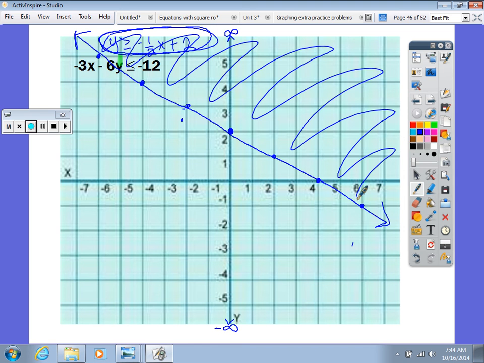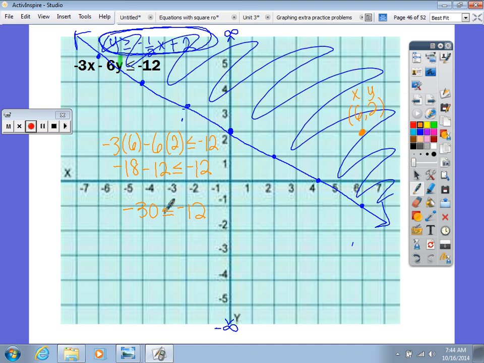And once again, just to check to make sure that I did it correctly, I can pick a point anywhere in my shaded region. This time I'm going to pick the point, let's do 6, 2. So this would be my x, this would be my y. I'm going to plug it in just to my original just because I want to. So 3 times 6 minus 6 times 2 less than or equal to negative 12. That would be negative 18 minus 12 is less than or equal to negative 12. That would give me negative 30 is less than or equal to negative 12.